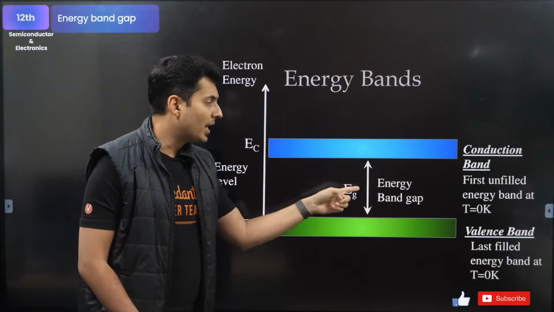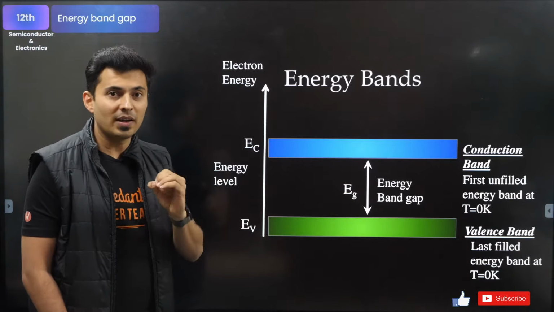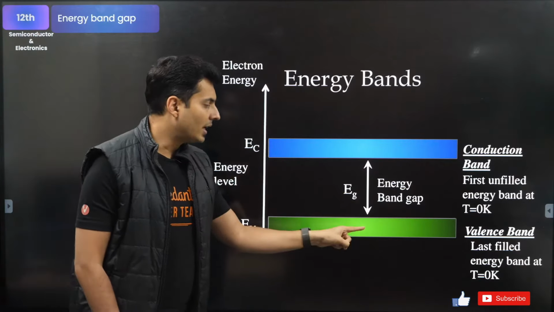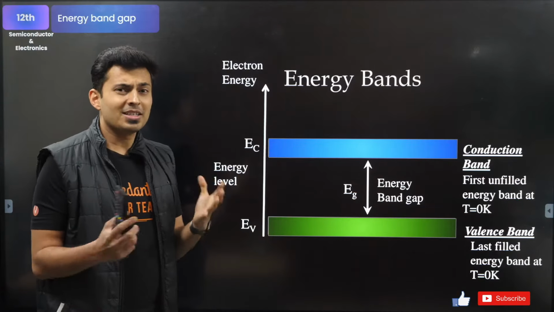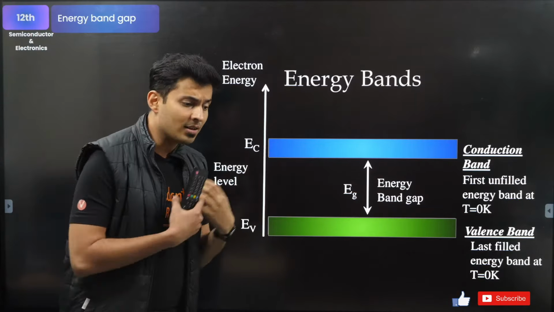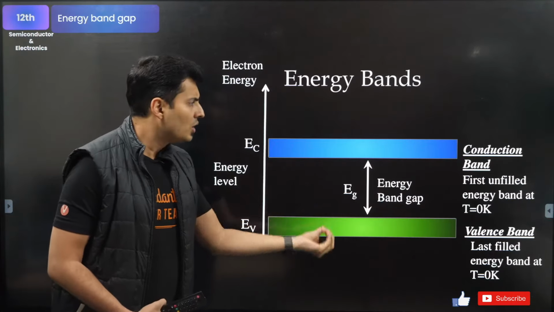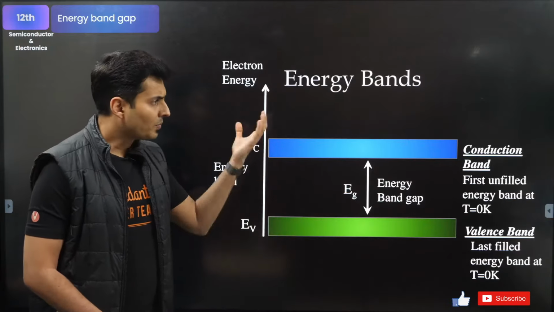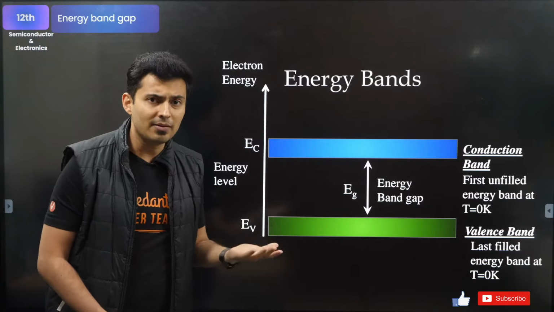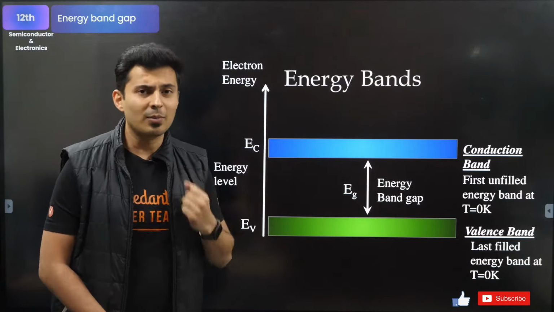And that's why this energy band gap is of particular importance, because when an electron needs to jump from here to here, you need to know this energy, because this energy tells you how much energy you need to give to an electron so that it enters into the conduction band zone. And that energy can be provided in many ways. One such way is thermal energy.